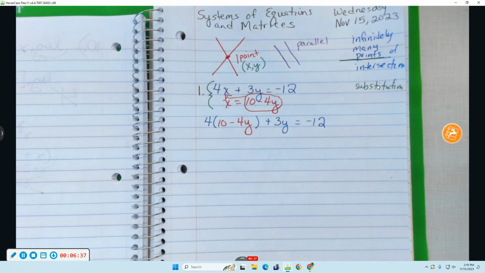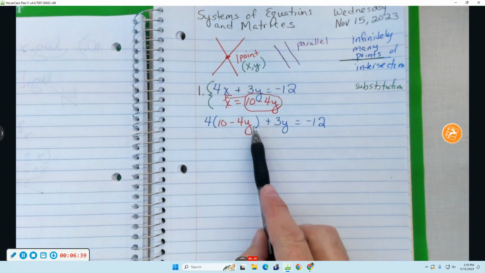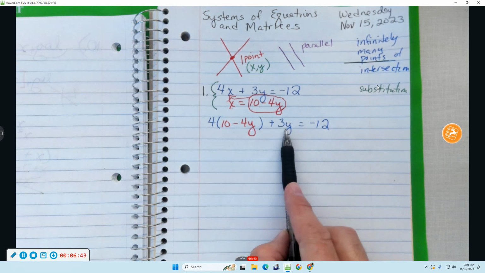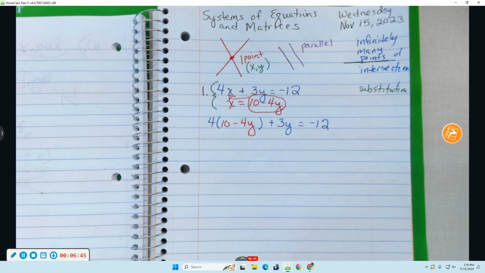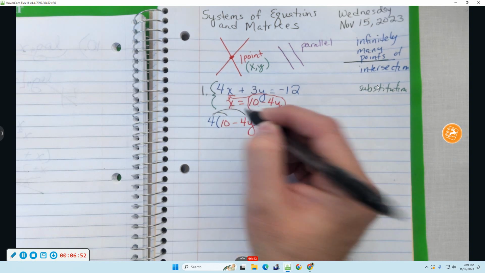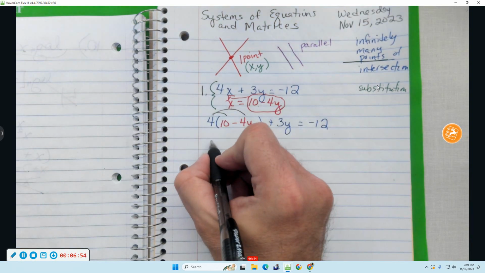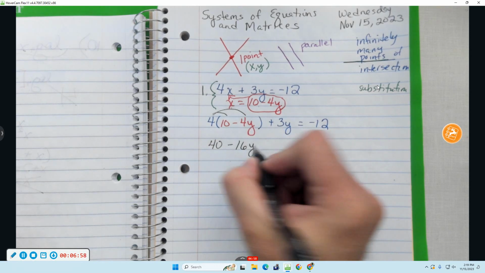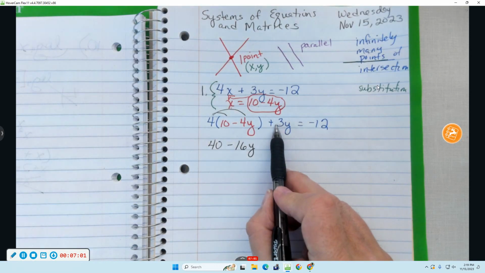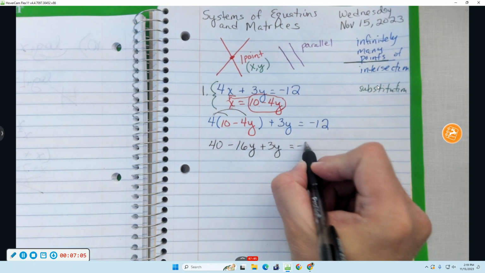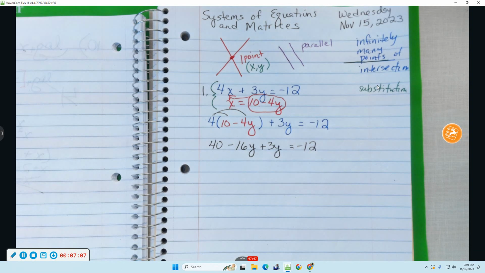And by doing that, I now just have a single equation with y. We know how to solve that for y. We know how to isolate y. Well, the first thing we'd have to do is distribute the 4. So we have a 40 minus 16y. Then I carry down the plus 3y equals negative 12.